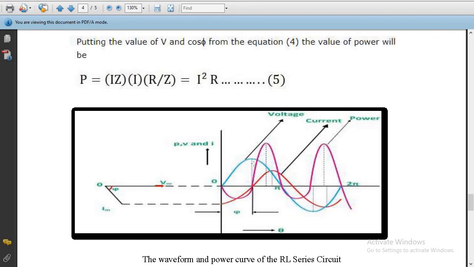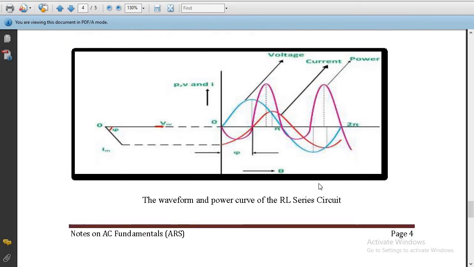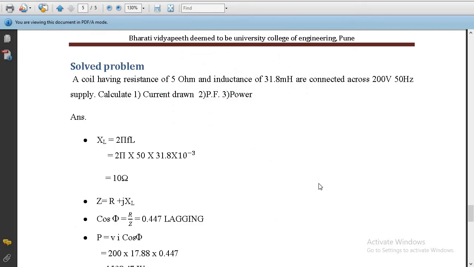If you find this pi by 2 to pi region, current is again in the positive region, and voltage is also in the positive region. You can have this peak greater, because it's a product, and so on. So this is how the power waveform goes. The next is, yes, this is how the RL series circuit behaves.